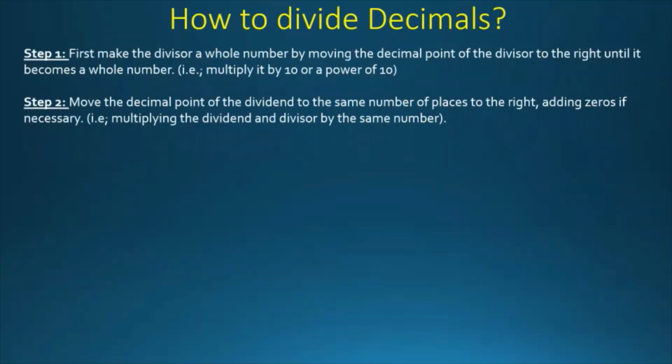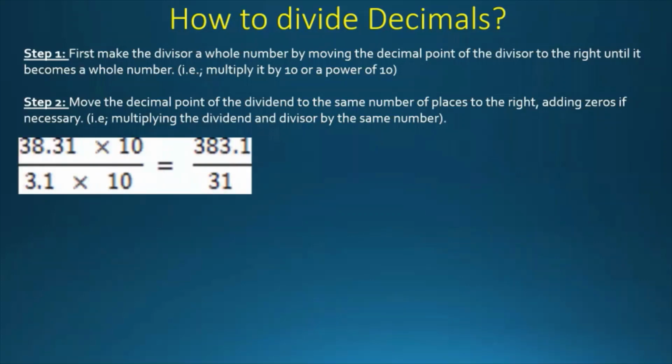Step 1 is to first make the divisor a whole number by moving the decimal point of the divisor to the right until it becomes a whole number. For example, we can multiply by 10 or a power of 10. Then we have to move the decimal point of the dividend the same number of places to the right, adding zeros if necessary. We should multiply the dividend and divisor by the same number. Say if you multiply the divisor by 1000, then we need to multiply the dividend by 1000.